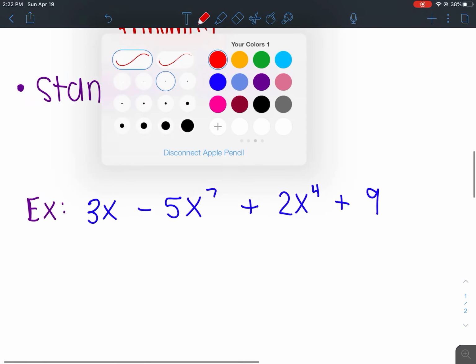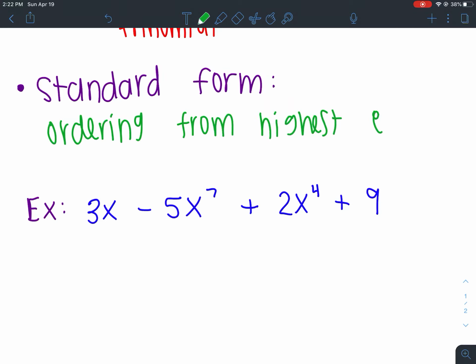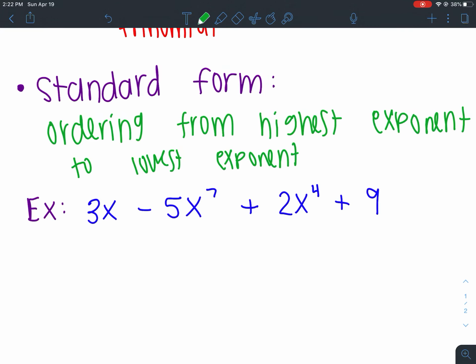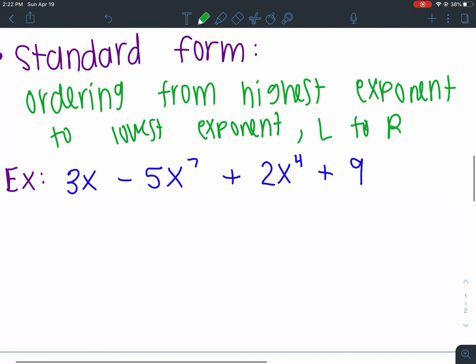And lastly, we have standard form. Now, standard form is ordering your polynomial from highest exponent to lowest exponent. Sorry for all the tapping. My Apple Pen is very loud and I write really hard. So you want to order from the highest exponent to the lowest exponent, left to right. Okay? You want to go from left to right. So starting on the left, you're going to do the highest exponent. So looking at all of my terms here, the highest exponent I see is the 7. So that term is going to come first.